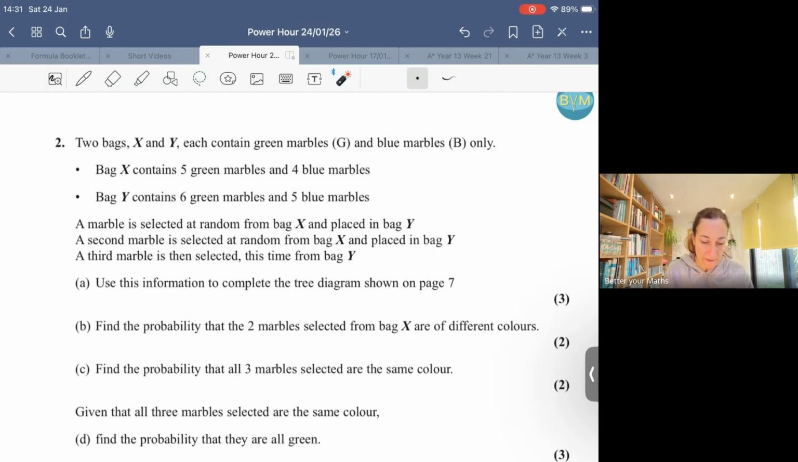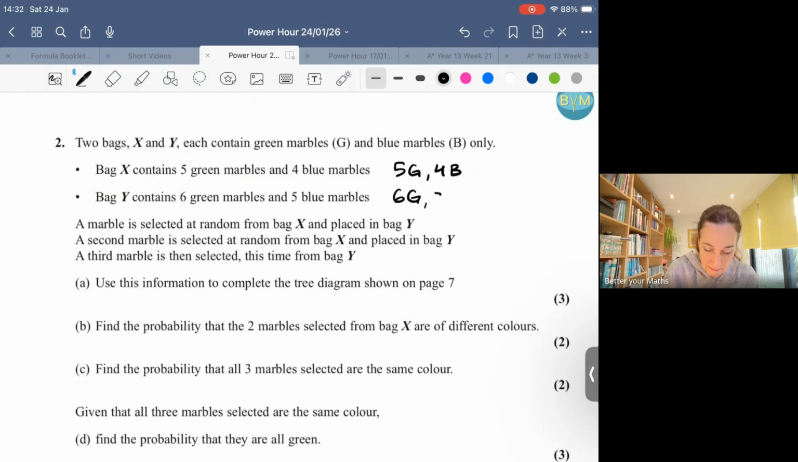So you have two bags, X and Y. This can be super, super simple or a bit confusing to understand what is happening. So this is one of those, I think. X and Y each contain green marbles and blue marbles. Bag X contains 5 green and 4 blue. Yeah, so X has 5 green, 4 blue, and then Y contains 6 green and 5 blue.